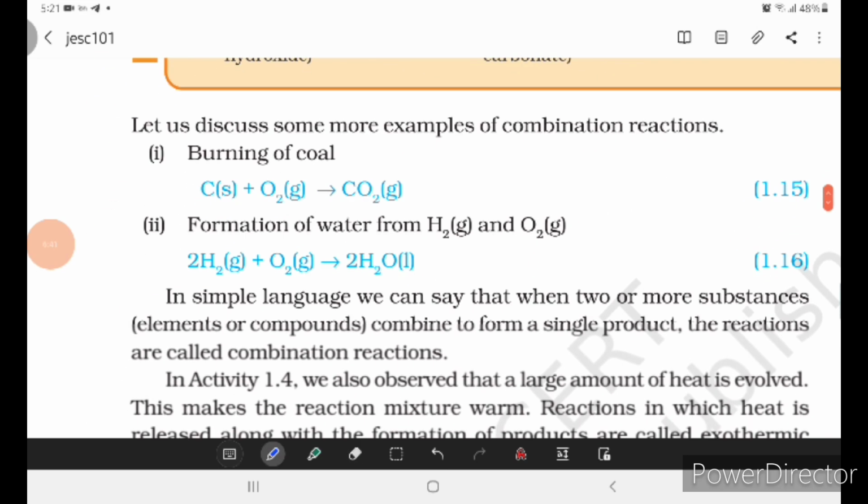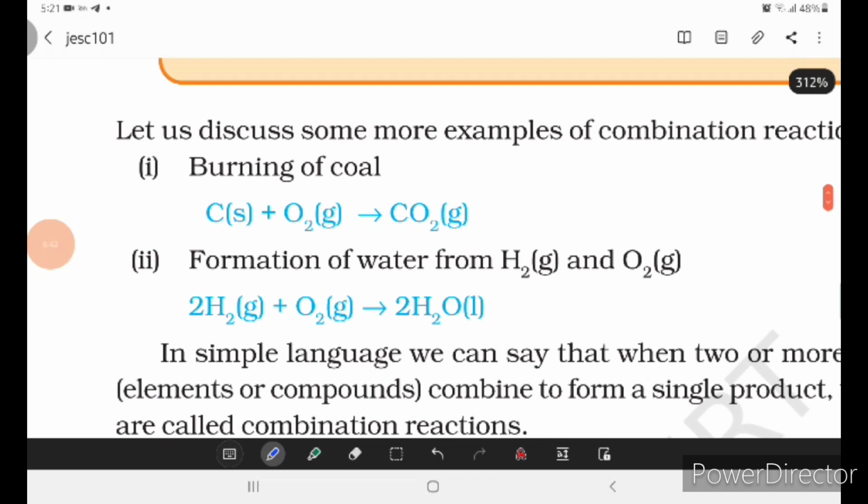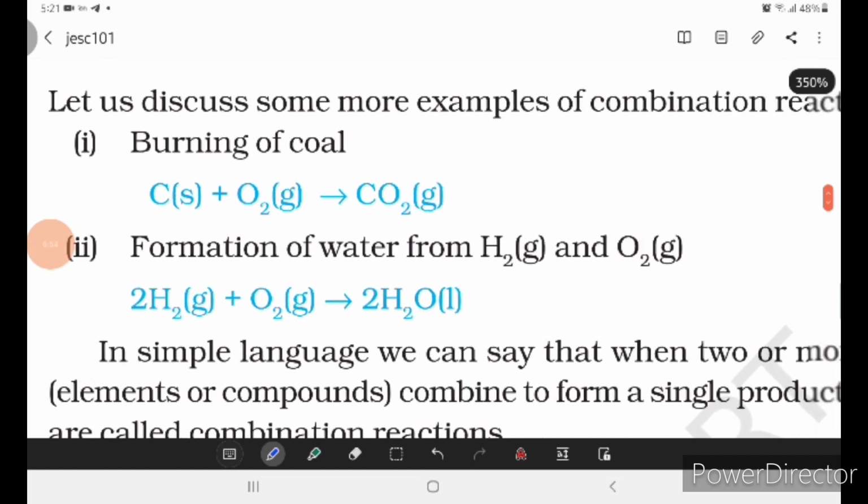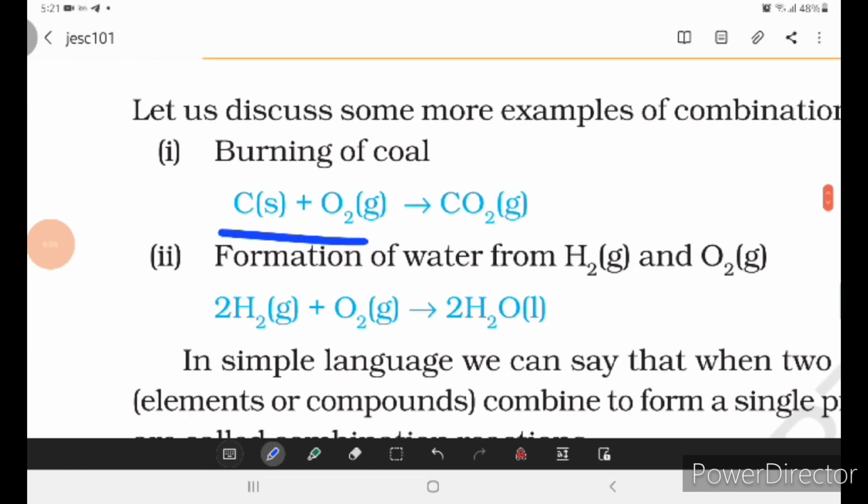Let's look at other examples as well. Burning of coal. Coal, that is carbon in the form of solid, when it burns with oxygen gas gives rise to CO2 gas. This is the burning of coal. It's a combination reaction because two reactants give rise to one product.